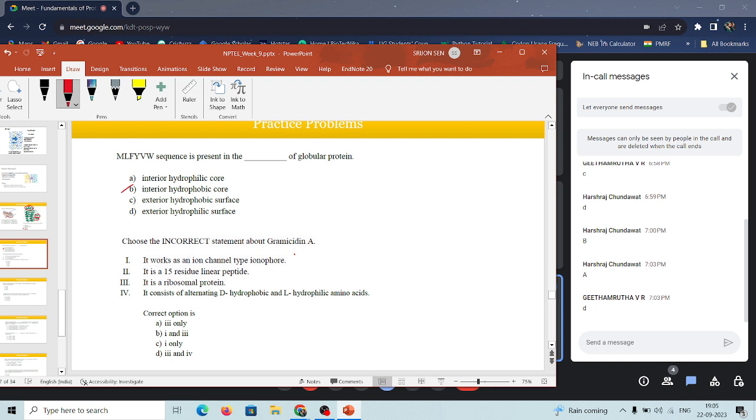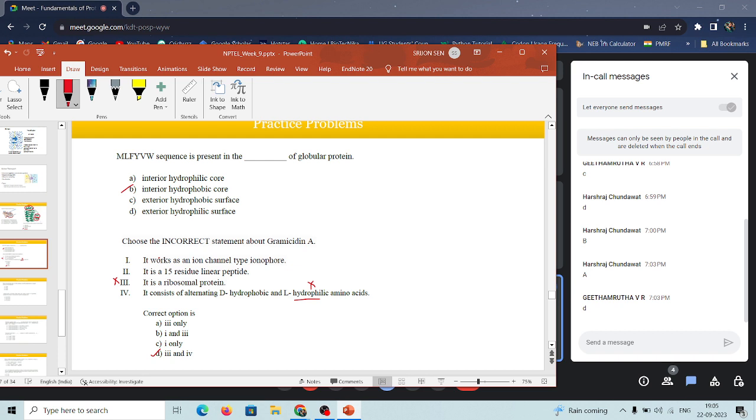The next one is, it is a 15 residue linear peptide. It is a ribosomal protein. It is basically a non-ribosomal protein, so option 3 is incorrect. Then, it consists of alternating D-hydrophobic and L-hydrophilic residues. That is also incorrect, because it comprises alternating D and L hydrophobic amino acids. There are no hydrophilic amino acids present. So 3 and 4 are the incorrect options, and 1 and 2 are correct. So option D is correct for this one.